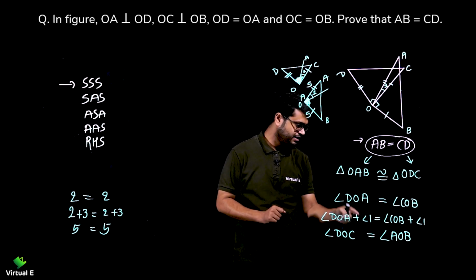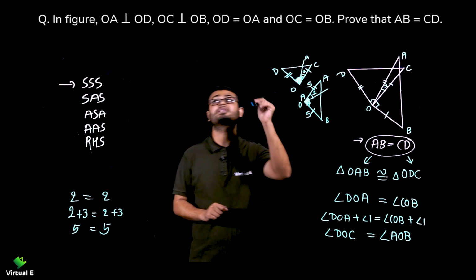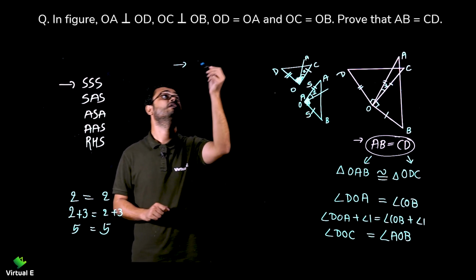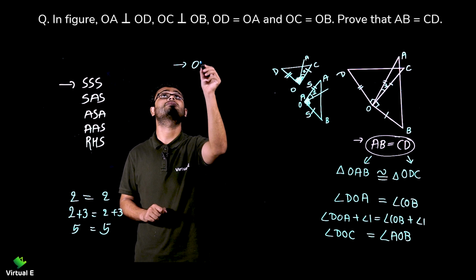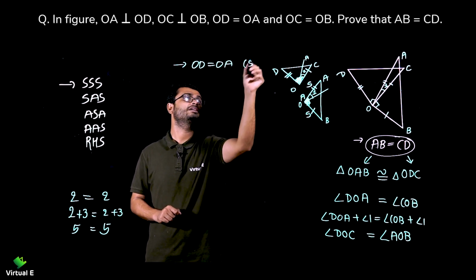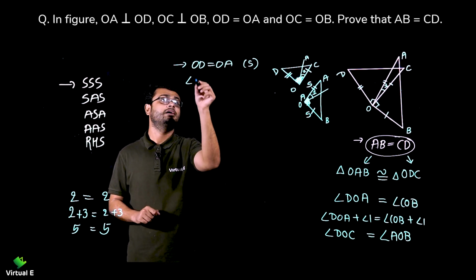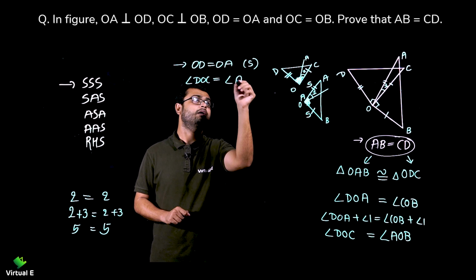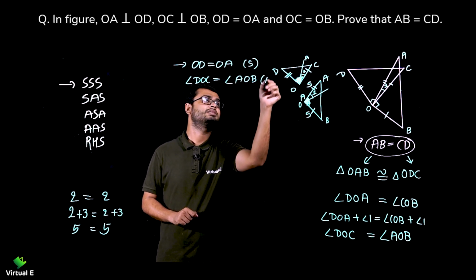So we have the side. Let's start with this side first of all, and we'll conclude the sum. First of all, let's copy from the question itself. So OD is equal to OA. Side it is. Another angle, DOC is equal to angle AOB, that is the angle.